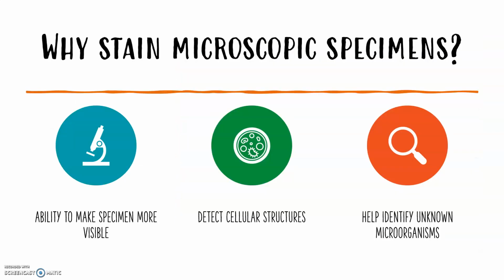So first of all, why do we even stain microscopic specimens? Well, staining specimens gives them color and contrast that make them more visible under the microscope, which also allows us to detect their cell morphology, such as their shape and the way that they are arranged. Staining will also allow us to identify unknown microorganisms based on the results of each stain.